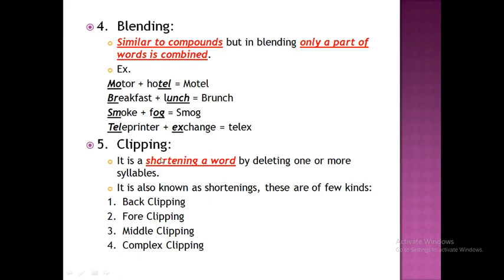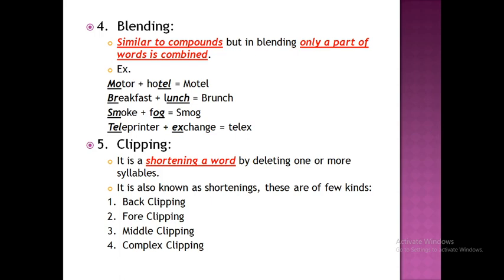The fifth one is clipping. Clipping is a way of shortening a word. Very simple it is. Again I am repeating, it is a way of shortening a word by deleting one or more syllables. Where you delete one or more syllables from a word and keep it short is the clipping word formation process.